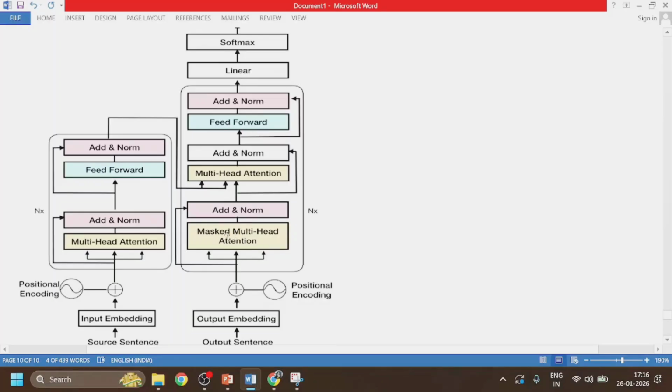First, this layer, masked attention, prevents the cheating. Second layer, this is encoder-decoder attention, brings the context. Okay, and here the feed forward network refines the representation, and linear and softmax convert the vector into words.